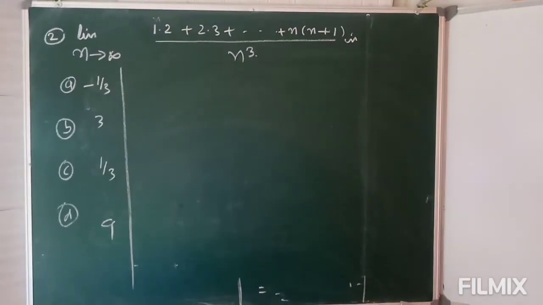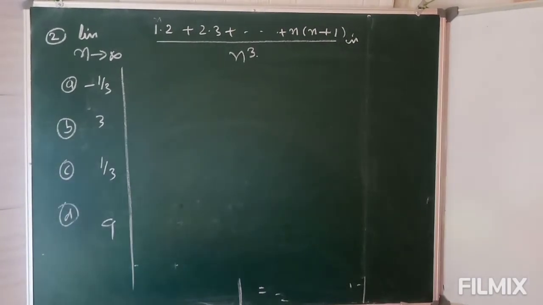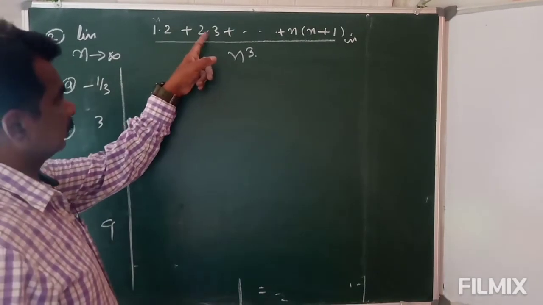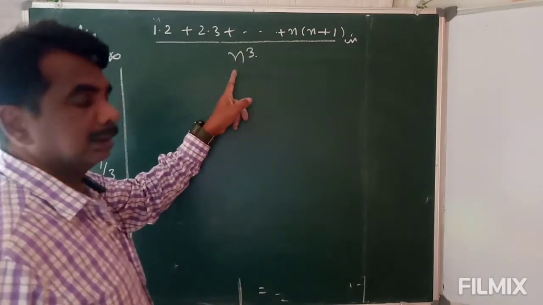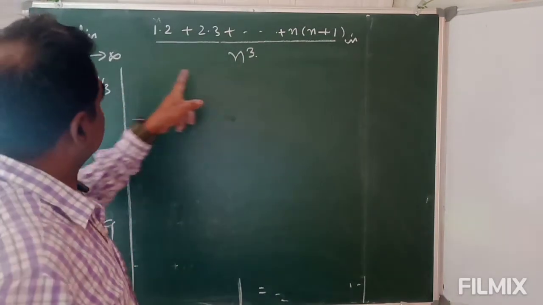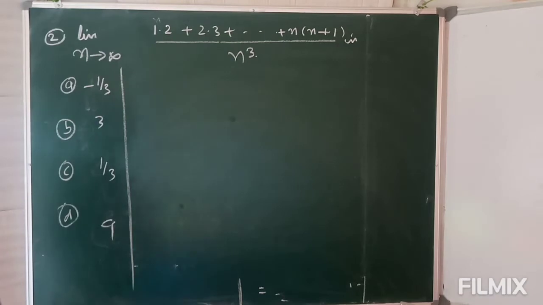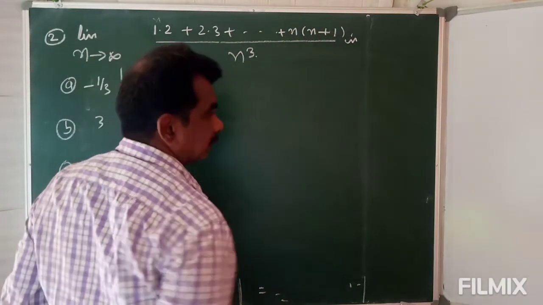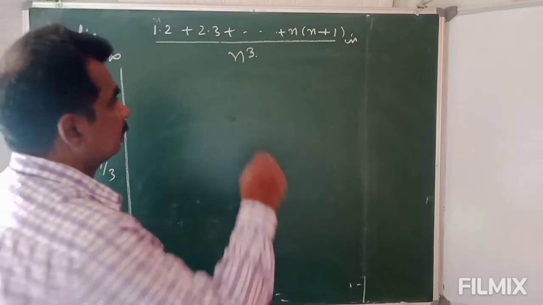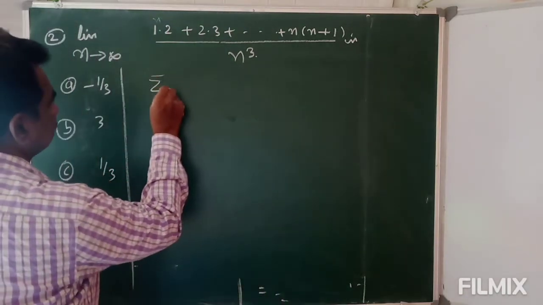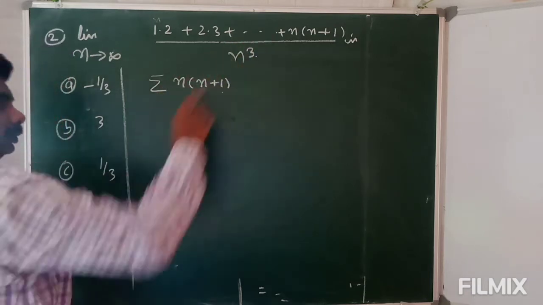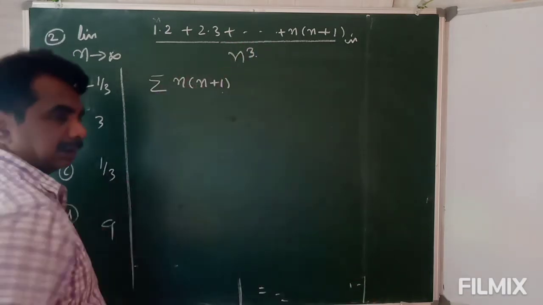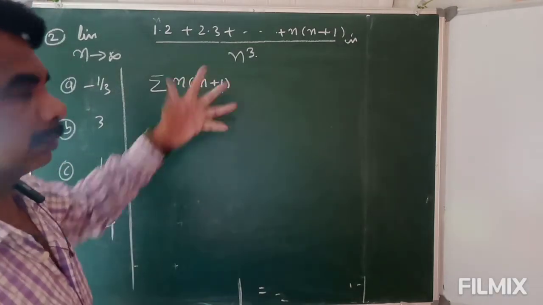Okay. Next problem what? See. 1 into 2 plus 2 into 3 up to so on n into n plus 1 divided by n cube as limit tends to infinity. What is the nth term here? N into n plus 1. What is the summation of that one? That is summation of n into n plus 1. I will take this numerator. After that I will go to the denominator. Denominator is clear, n cube is there, no problem.